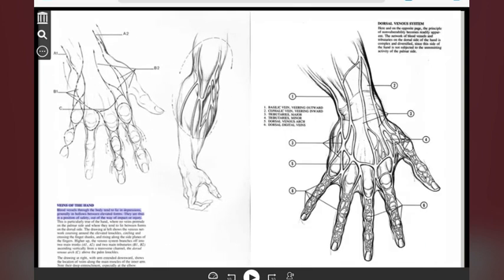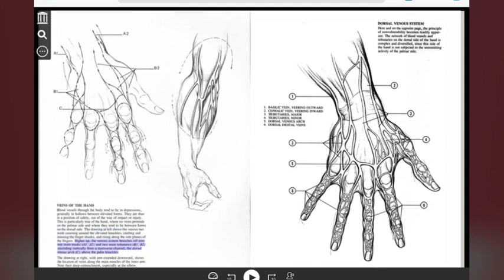Veins of the hand. Blood vessels throughout the body tend to lie in depressions, generally in hollows between elevated forms. They are thus in a position of safety, out of the way of impact or injury. This is particularly true of the hand, where no veins protrude on the palmar side, and where they tend to lie between forms on the dorsal side. The drawing at left shows the venous network coursing around the elevated knuckles, circling and crossing the finger shanks, and rising along the side planes of the fingers.